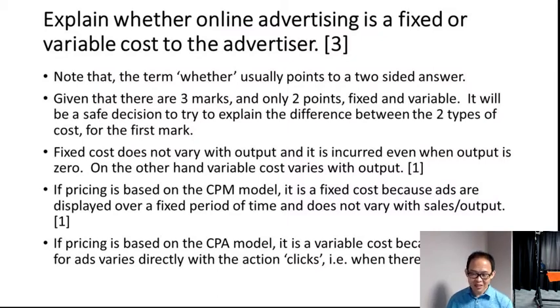The basic meaning is that if you are under the CPA model, you only pay when the viewer actually purchases from your site. So when you want to send them the good, you incur the cost. That is why it's a variable cost.